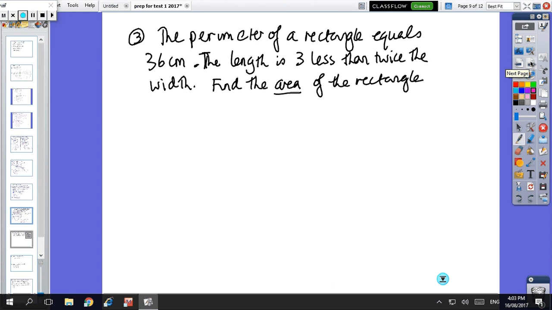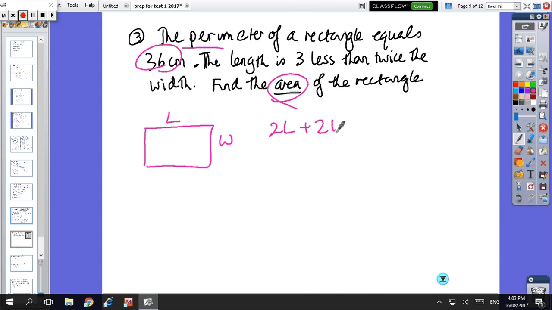Okay, the perimeter of a rectangle equals 36. So have a go. You've done these sort of questions before, and the question is find the area. Okay, see you back. Let's start off with the rectangle length and width. The perimeter equals 36, so 2L plus 2W equals 36, and I can just divide through. So that's my first equation.